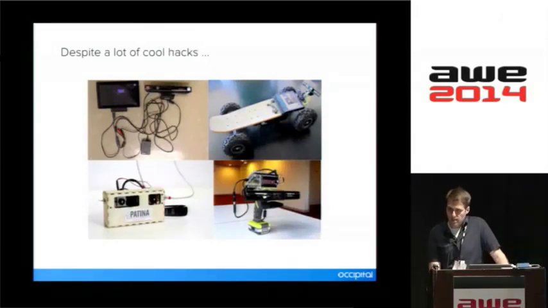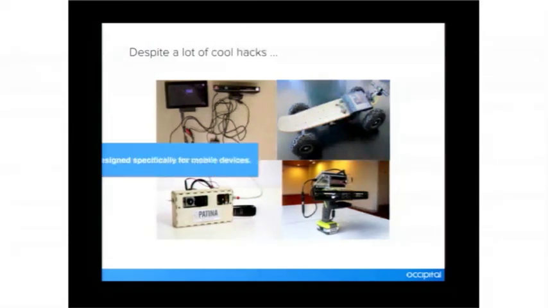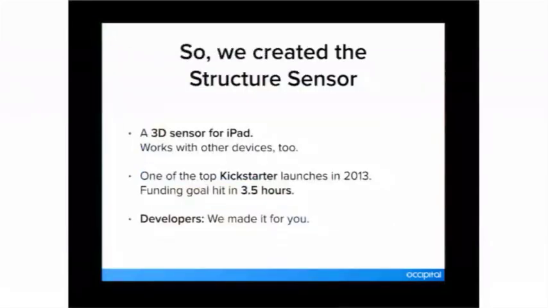And we looked around, and there were a number of cool hacks, some really awesome projects, people taking Kinects and attaching batteries and 18 cables and attaching it to a tablet and trying to do something. But there was no specific 3D sensor that was designed to work with mobile devices, and there was none that was designed to work, especially with the iPad, which was our initial target device. So we created the structure sensor.